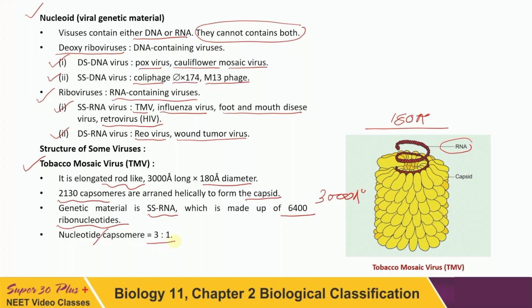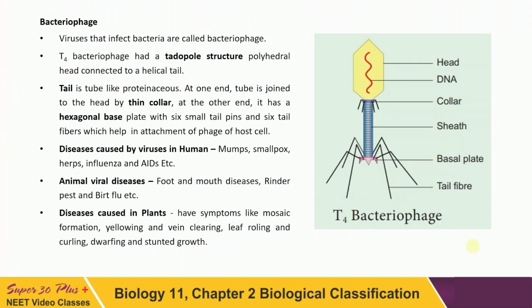An important figure is given in NCERT. You can identify it easily. The other virus, which infects bacteria, is known as bacteriophage. You are seeing that it infects bacteria, therefore it is known as bacteriophage. The T4 bacteriophage has a tadpole-like structure, having a polyhedral head and a helical tail. In between the head and tail there is a collar.